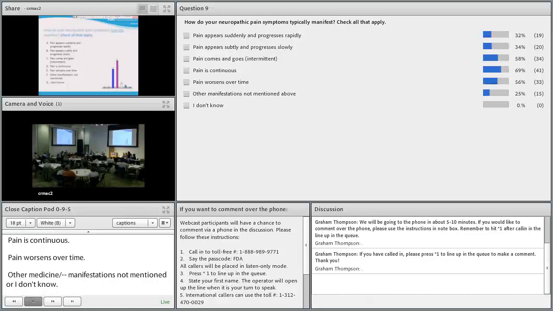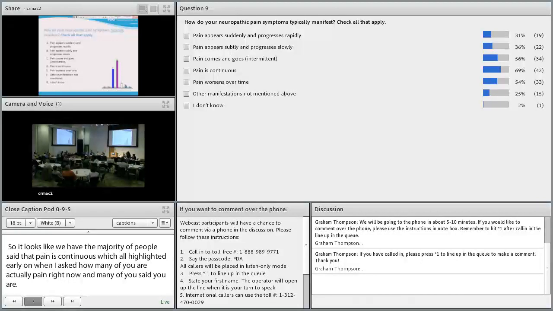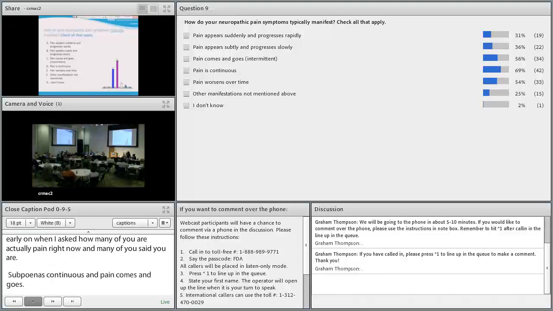Okay, so it looks like the majority of people said that pain is continuous, which you all highlighted early on when I asked how many of you are actually in pain right now. Many of you said you are. So pain is continuous, and C, pain comes and goes. And we also have pain worsens over time and other manifestation not mentioned. So whoever answered that, I definitely want to encourage you to share your comments.